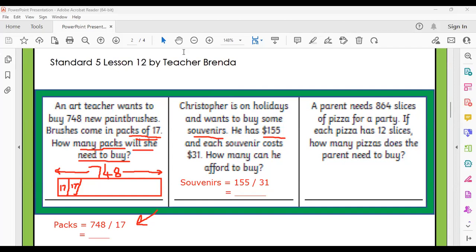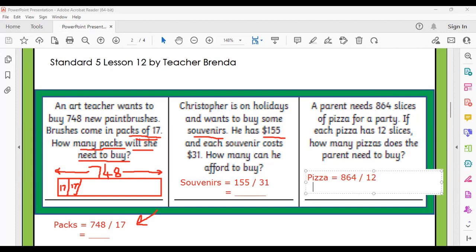So Ajita, do you want to draw or do you want to go straight to the number sentence? Number sentence. Okay, tell me what's your number sentence? What are you finding on the left? Slices of pizzas. Okay, we can just write pizzas. Now, how do I get it? 864 divided by 12. Yes. Each pizza has 12 slices. So that would be 864 divided by 12.